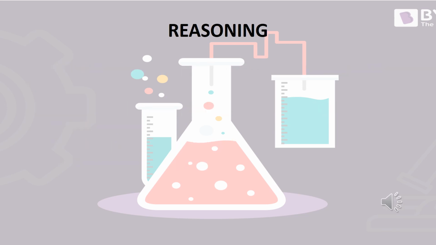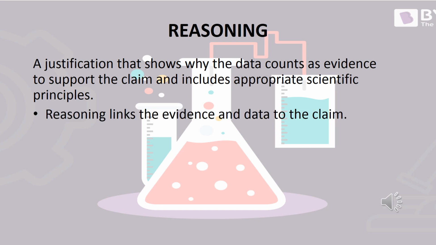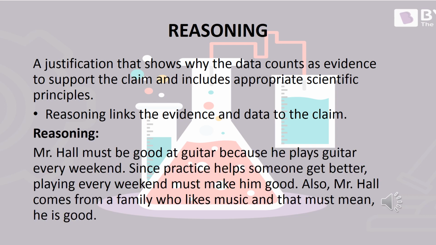And then finally, the reasoning. Reasoning is a justification that shows why the data counts as evidence to support the claim, and it includes appropriate scientific principles. Reasoning links the evidence and data to the claim. Now, going back to our example, Mr. Hall must be good at guitar because he plays guitar every weekend. Since practice helps someone get better, playing every weekend must make him good. Also, Mr. Hall comes from a family who likes music, and that must mean he's good.